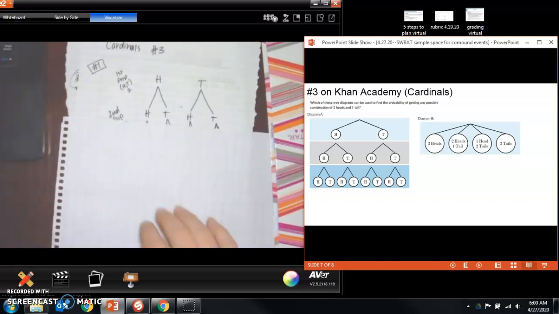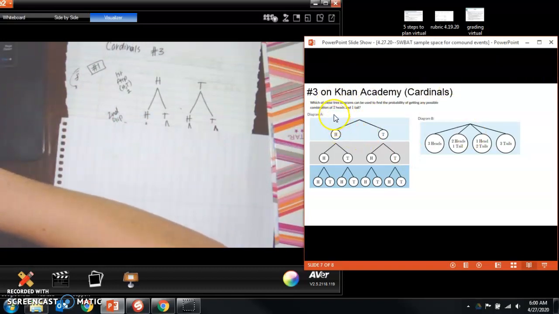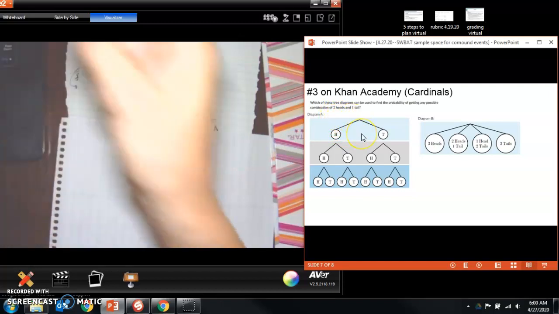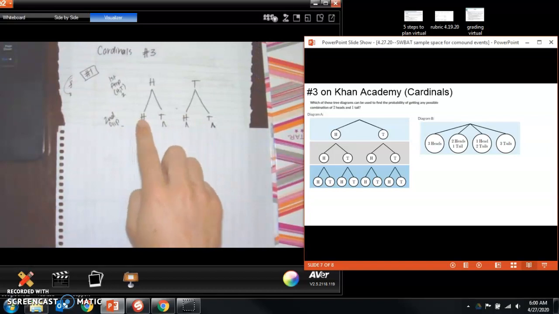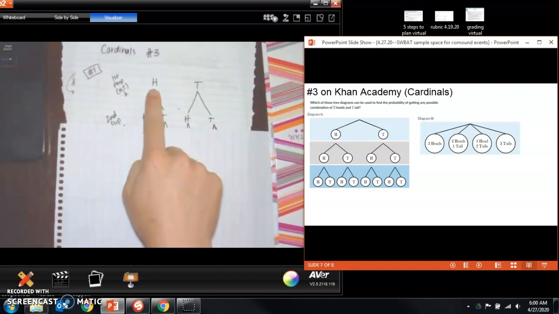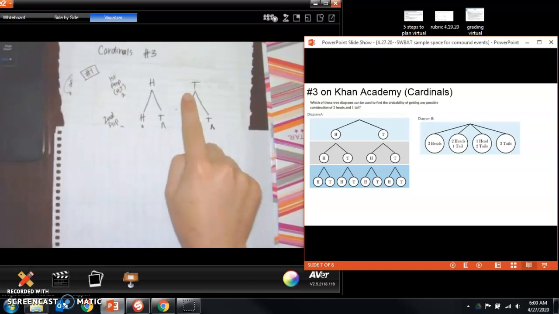Then in my second event, because the problem is asking which of these 3 diagrams is asking if I flip it 3 times. So the second event, I could flip a heads or a tails after I have flipped a heads, or I could flip a heads or a tails after I have flipped the tails in the first event.